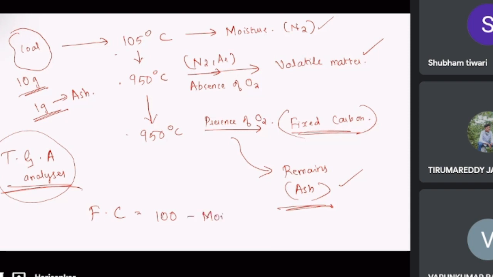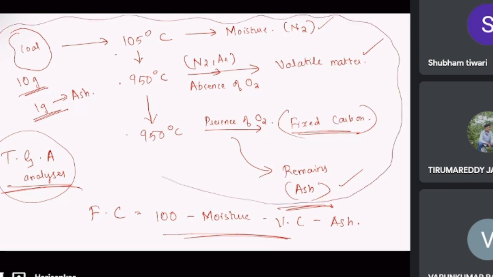So the fixed carbon will be 100 minus moisture minus volatile matter minus ash. What you said is actually correct. I just wanted to show you the procedure that is usually followed in these thermogravimetric analyzers. This 950 degrees Celsius in presence of oxygen, you use it to find the ash, which is basically the remaining compound, and you just use the mass balance to find the fixed carbon. I wrote fixed carbon here, but it's actually not a direct measurement. You measure the ash content from here, and then you get the fixed carbon, as you rightly pointed out.